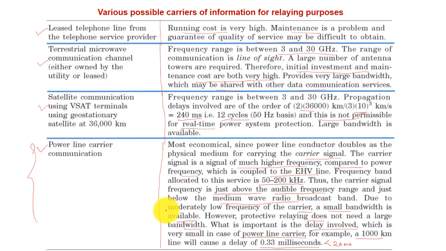So, power line carrier communication is the best suitable channel through which we can transmit the information of voltage and current to the remote end relay. It has other advantages too, in that the carrier signal can be embedded in the transmission line itself. Therefore, we should go for power line carrier communication.